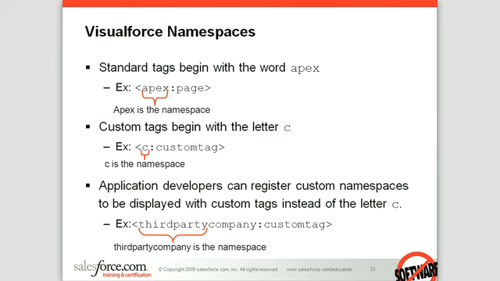Standard tags start with the Apex namespace. We're going to talk about how you can create custom tags or custom components. Those start with the C namespace. Now, you might go out to the App Exchange and download some App Exchange apps. In those cases, the App Exchange partner registers their namespace, and then they can use that namespace to reference their unique namespace within their app. So if they create something that you possibly have a custom tag with the same name, you're not going to have a problem because you each have your own unique namespaces.